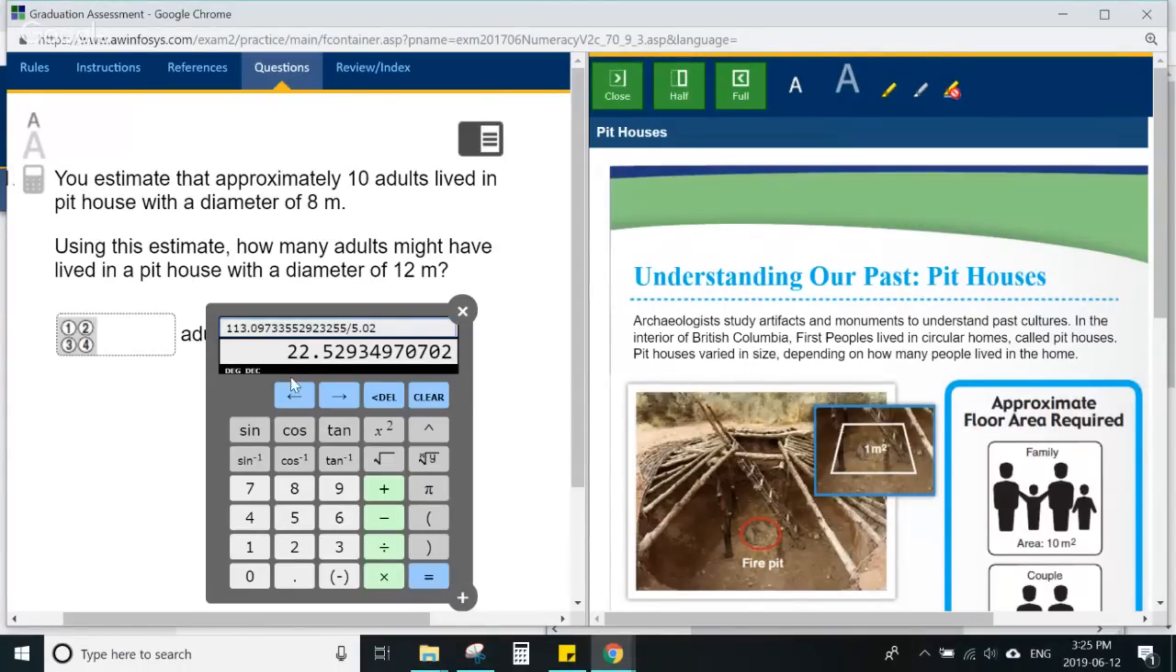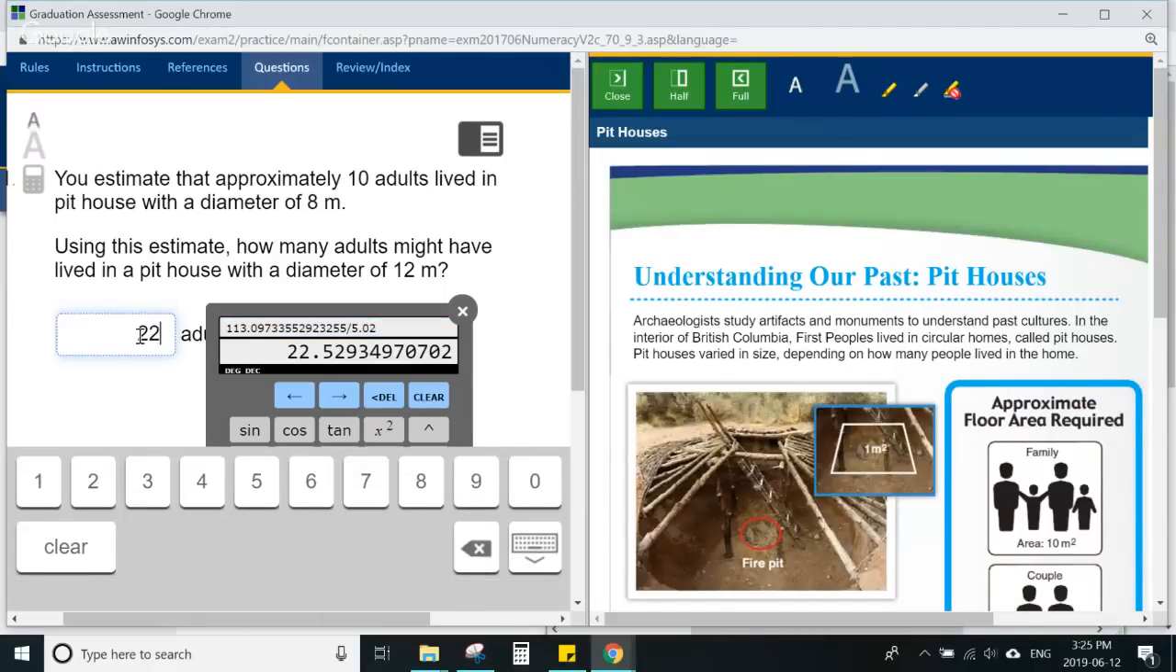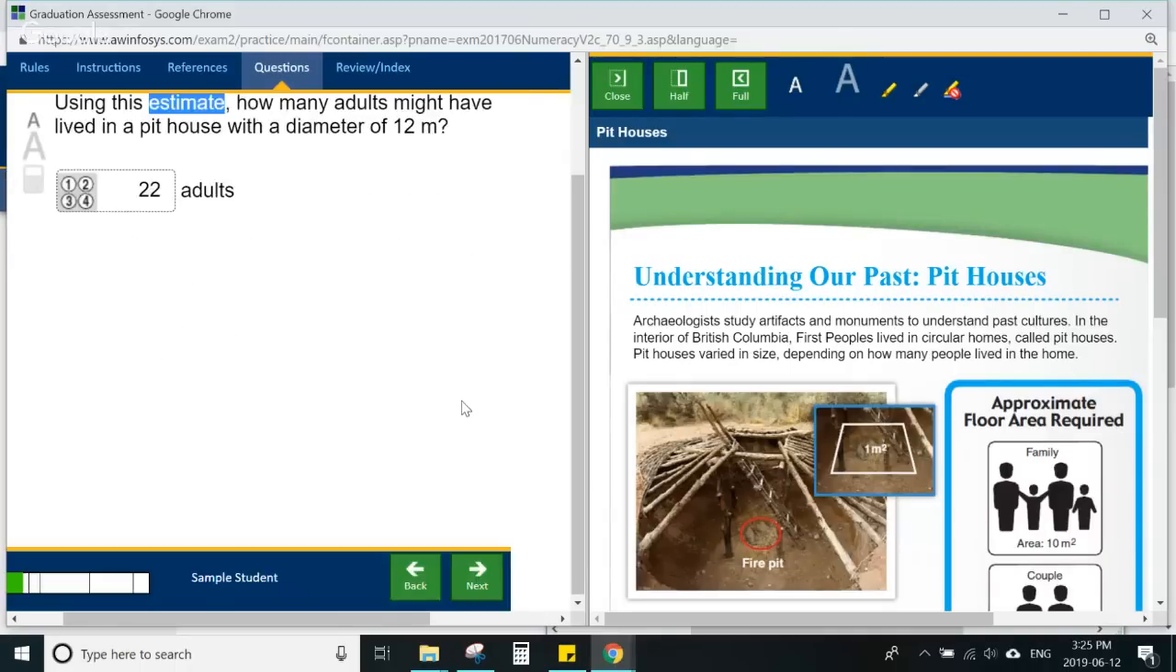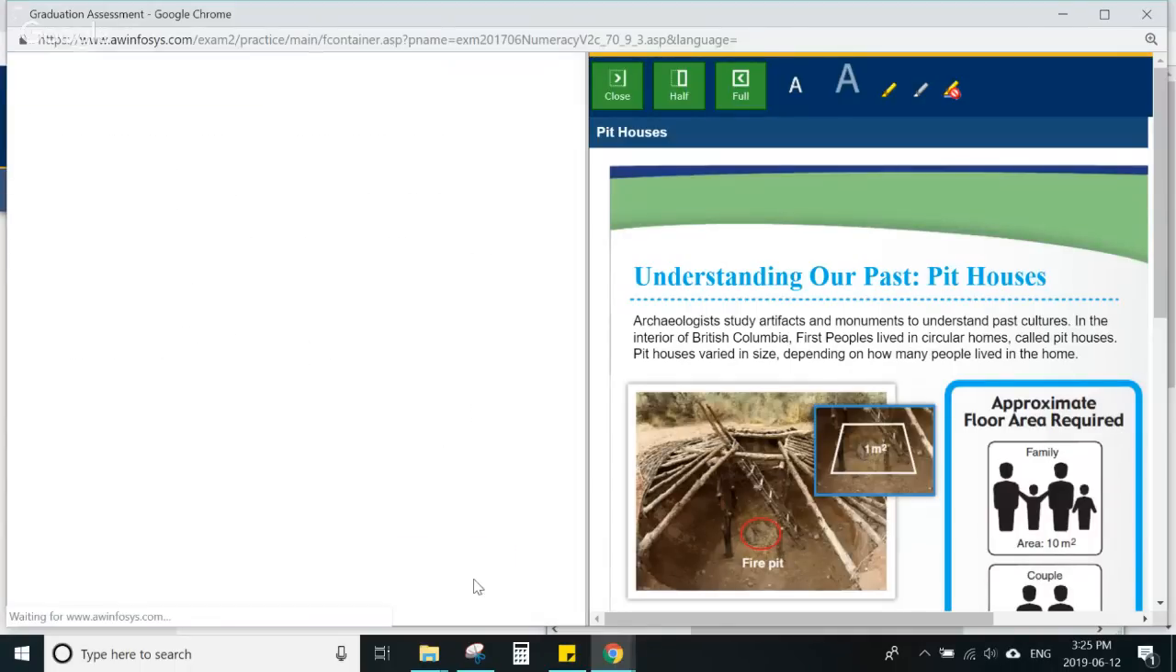That gives me an answer of 22.53. Now, there's 2 answers that would be accepted here. One of the answers is 22, and the other answer is 23. So either or, because it's close enough to the middle, either would be a good estimate. Notice that the question says estimate on there. So both of those would be correct.